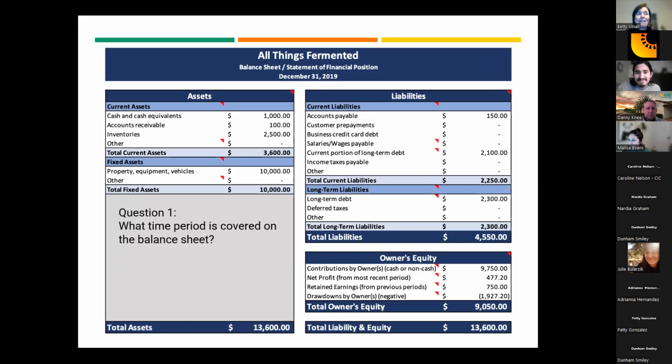All right, well, I'll click and let the circle tell you. So this is the balance sheet on December 31st. It's not summarizing a period, it's the actual point in time, December 31st. And it's the date, not a time period.